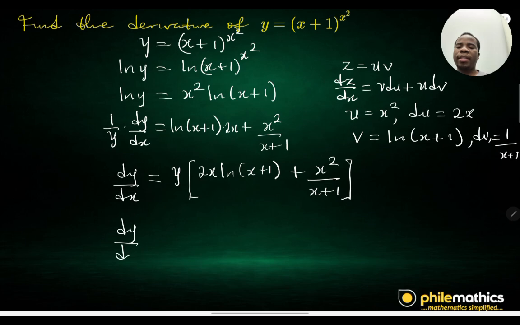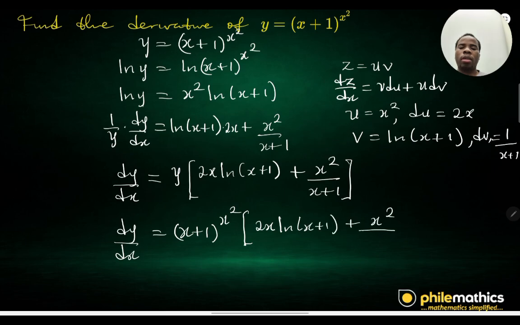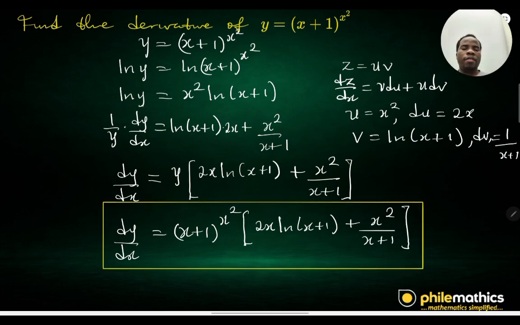dy/dx will be (x plus 1) to the power of x squared multiplying 2x natural log of (x plus 1) plus x squared over x plus 1. This is our final answer.